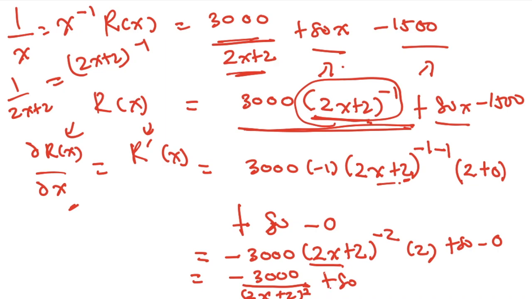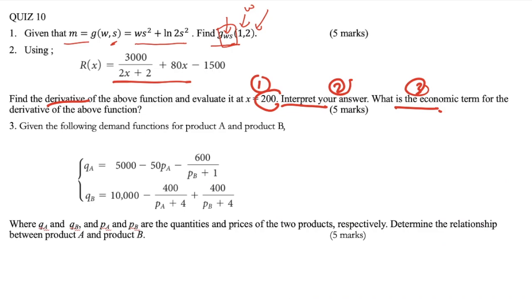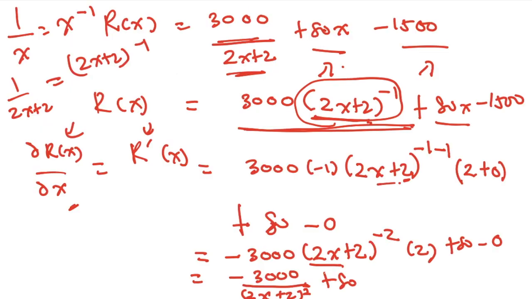Then that's the derivative. So we have answered the first part of the question. But we haven't answered it fully because we haven't evaluated it at x equivalent to 200. So now what should we do? Okay, so we should substitute x equivalent to 200 back into this answer to get it evaluated.